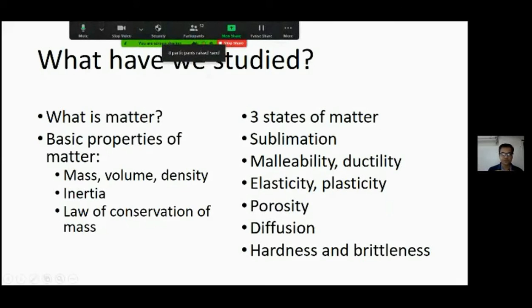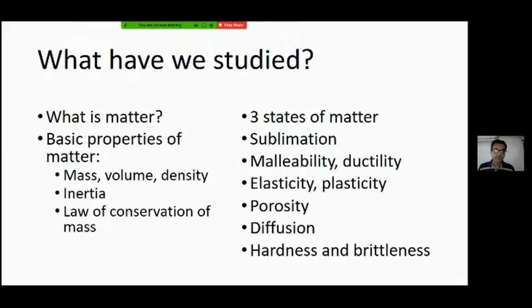Last property, so this remaining all we have said: mass, volume, density, inertia, law of conservation of mass, three states of matter, malleability, ductility, plasticity, elasticity. Porosity means some substances have got small holes throughout its bulk, like sponge. It can absorb water, not only on the surface, throughout. Then diffusion we already studied.